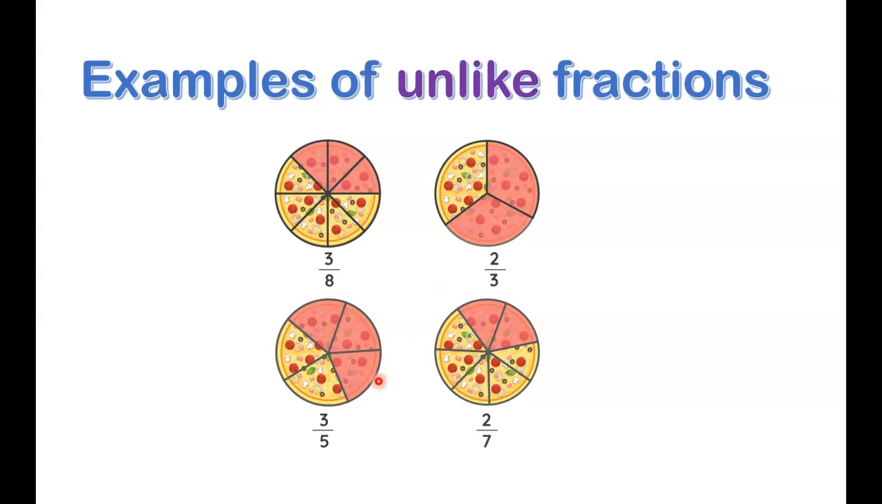In this one, it could be your friend's pizza, 3/5. They already had 3 slices. And this one is a little bit smaller in size. That's probably your sibling. They already had 2 slices.